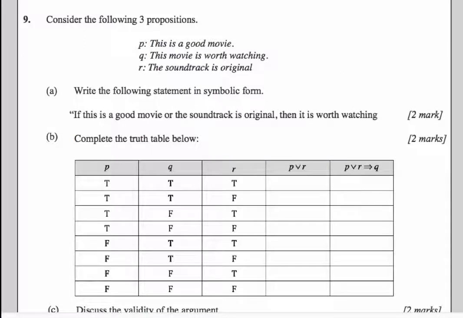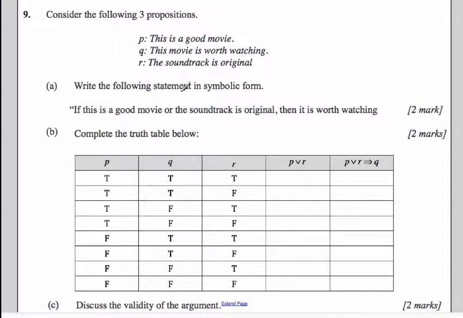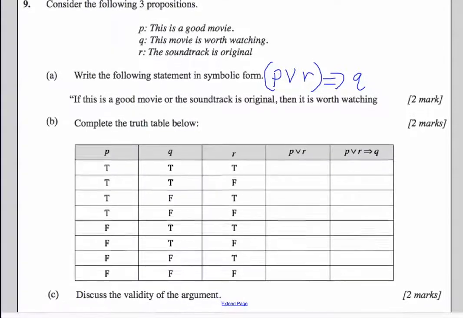Okay, next a logic question. We have three propositions, P, Q, and R. Write the following statement in symbolic form. If this is a good movie or the soundtrack is original, then it'll be worth watching. So it's an if-then statement. It's going to be separated with an arrow, right? If this movie is good, that is P, or the soundtrack is original, that is R. Now technically you need these in brackets. Then that implies it is worth watching, which is Q. Okay, so that is it in symbols.